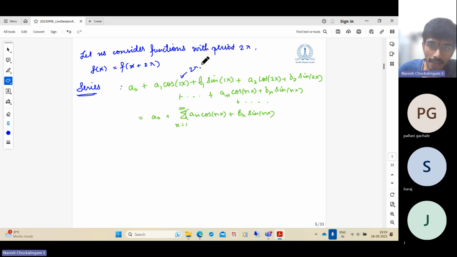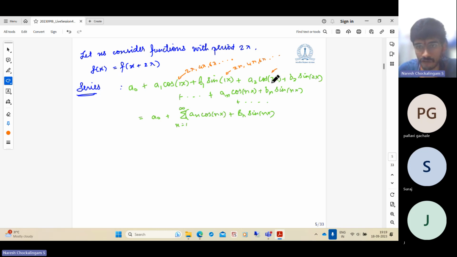Periods are 2 pi, 4 pi, and so on. Let me use a different color. For the first term, the periods are 2 pi, 4 pi, 6 pi, and so on. The second term is the same: 2 pi, 4 pi, 6 pi, and so on.